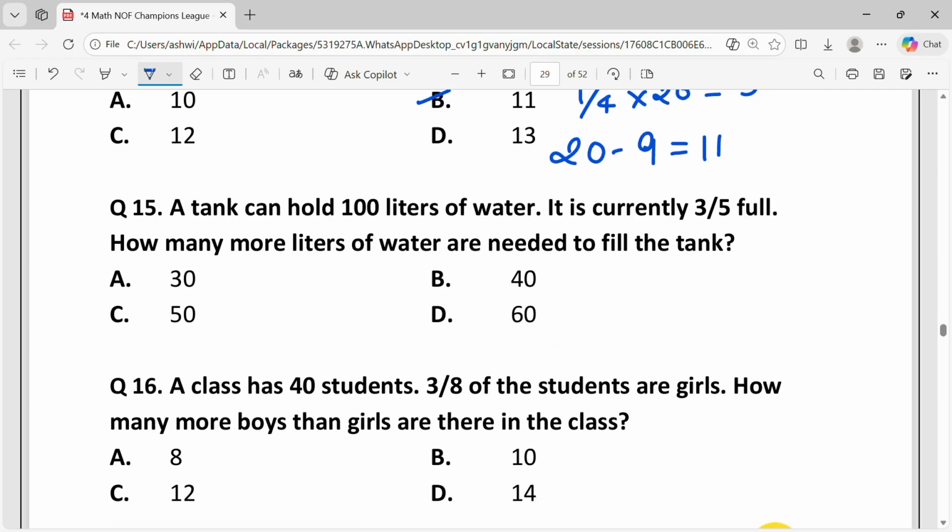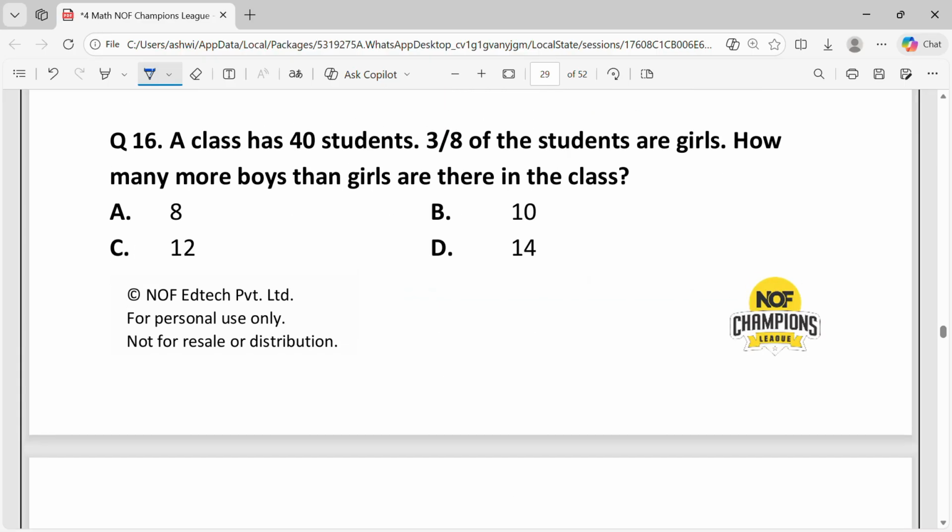Question 15. A tank can hold 100 liters of water. It is currently 3 by 5 full. How many more liters of water are needed to fill the tank? The current volume is 3 by 5 into 100, that is 60. The remaining capacity is total capacity minus filled capacity, that is equal to 40. And that is option B, 40.